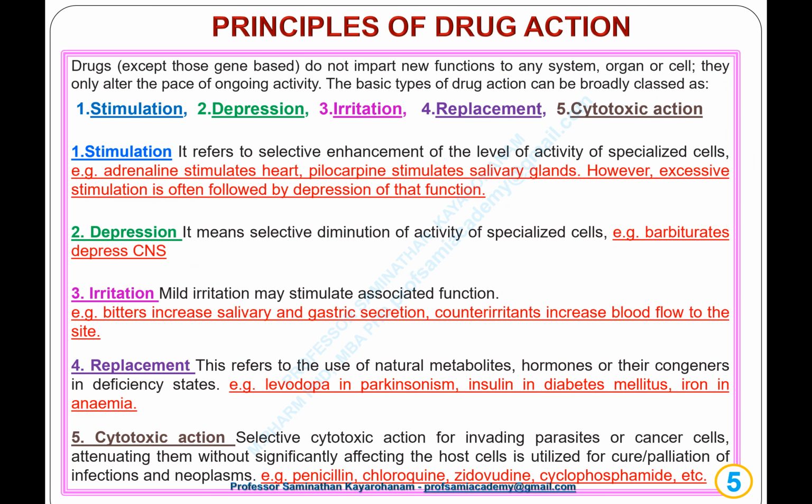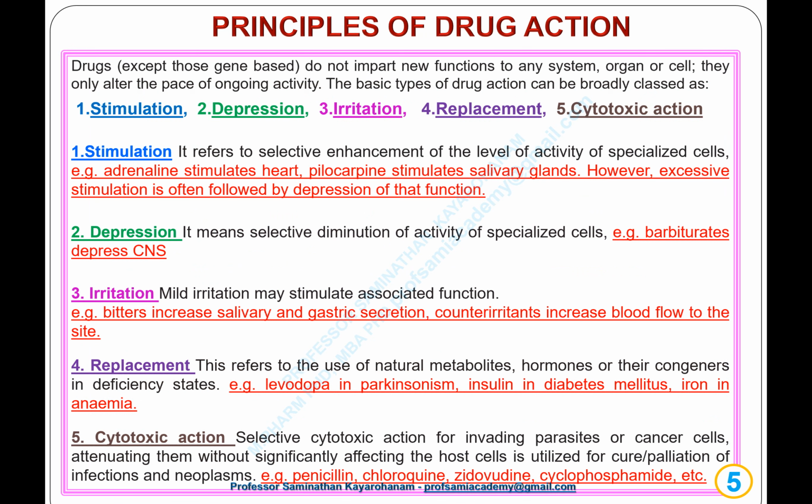Slide number 5, Principles of drug action. Drugs, except those gene-based, do not impart new functions to any system, organ or cell. They only alter the pace of ongoing activity. The basic types of drug action can be broadly classed as: 1. Stimulation, 2. Depression, 3. Irritation, 4. Replacement, 5. Cytotoxic action.